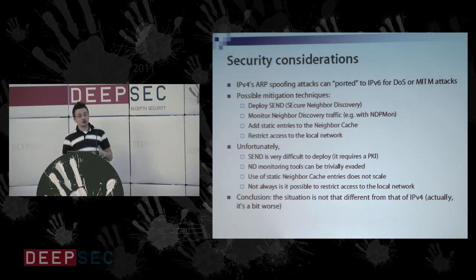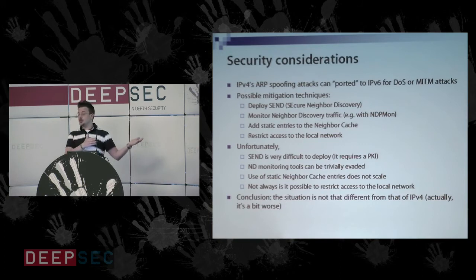Then, not to prevent but to detect neighbor discovery attacks, you could do, for example, neighbor discovery traffic monitoring, which is analogous to what you probably do with IPv4 with ArpWatch. The only difference is that, again, in this case traffic can get fragmented, so in practice it's basically useless to do neighbor discovery traffic monitoring. Another option is, in some cases, to add static entries to the neighbor cache, analogous to what you could do before with the ARP cache.